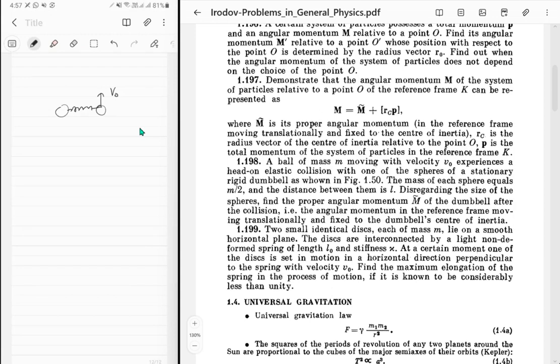Okay, first of all, what we want is the maximum elongation of the spring in the process of motion, right? So for maximum or minimum, your dr upon dt is zero. That just means your radial relative velocity is zero, which just means both of these are moving with the same velocity in the radial direction. These might be moving with different velocity in the tangential direction, whatever. Same velocity in the radial direction.